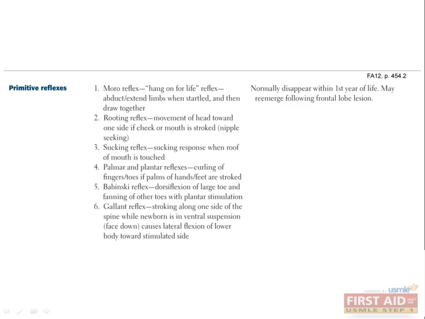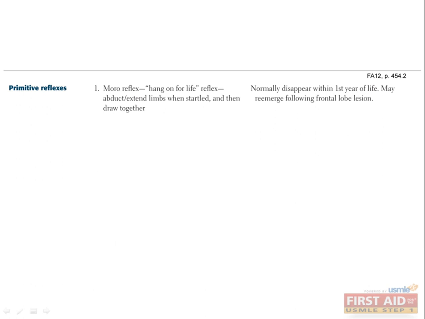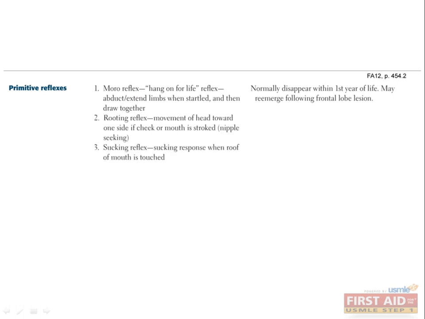Primitive reflexes are those reflexes that we are born with but disappear in infancy. These are tested in newborns to help rule out brain damage. The Moro reflex is what occurs when the baby thinks that he's being dropped. Baby will extend his limbs as if to grab onto something. This is normal until about 3 to 4 months.